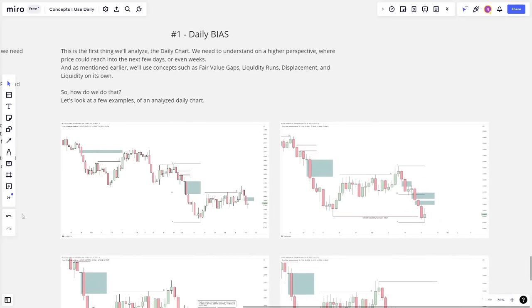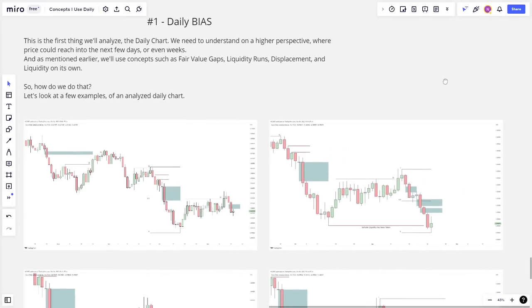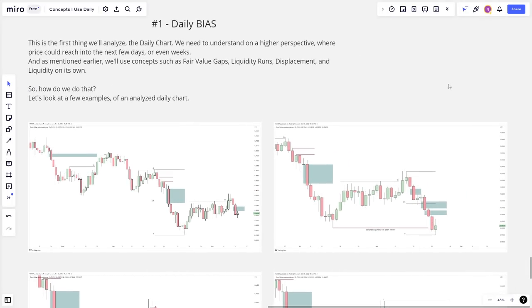The first thing we're going to jump on is to look at it from the daily bias type of analysis. I already talked about the daily bias, what we can expect, how we can analyze the daily chart. Basically, this is the first thing that we'll analyze, the daily chart. We need to understand on a higher perspective where price could reach in the next few days or maybe even weeks. And as I mentioned earlier in the daily bias section, we'll use concepts such as fair value gaps, liquidity runs, liquidity itself, and displacement mostly.